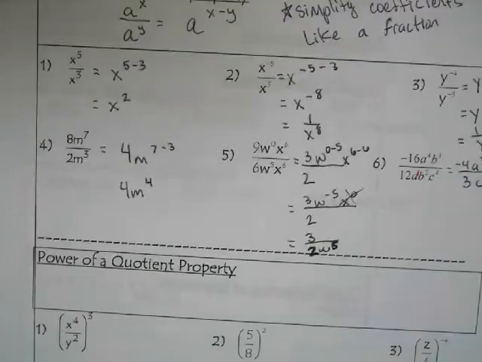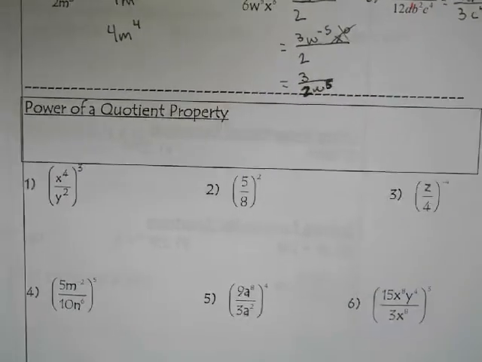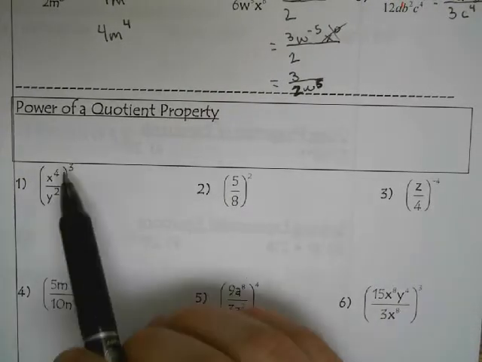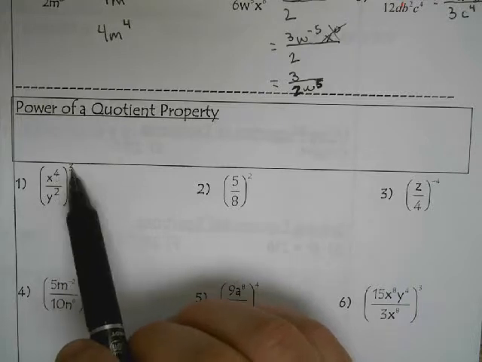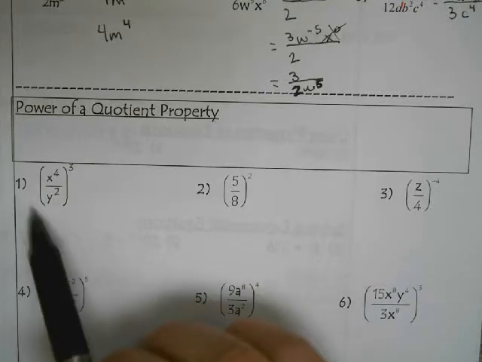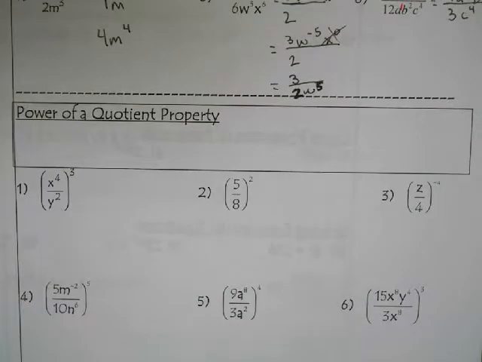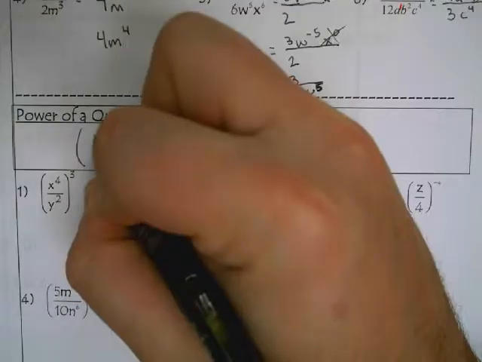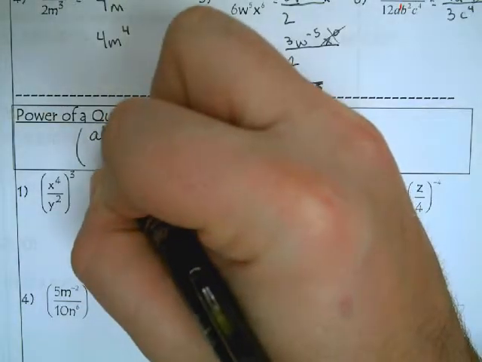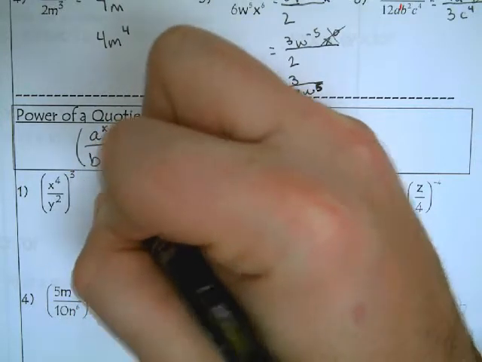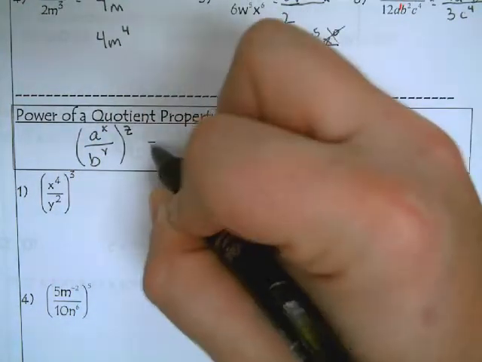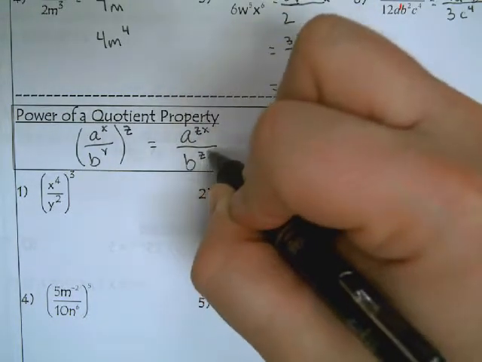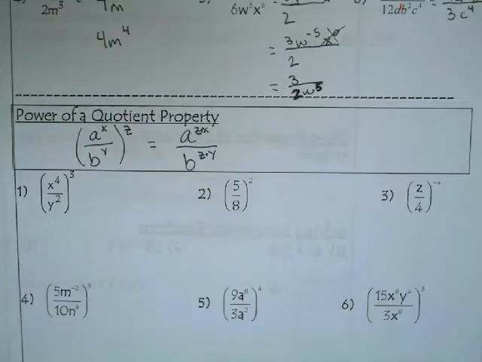Okay, so now if we have a power of a quotient property, it's very similar to that power of a power property, where I'm simply distributing the exponent to every exponent in the numerator and in the denominator. So what this would look like is if we have a to the x over b to the y raised to the z, that's the same as a to the zx, z times x, over b to the zy. We're multiplying those together.